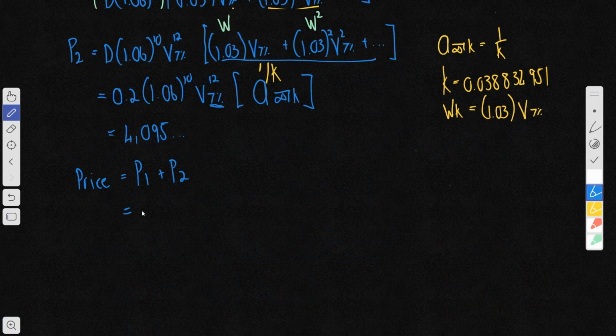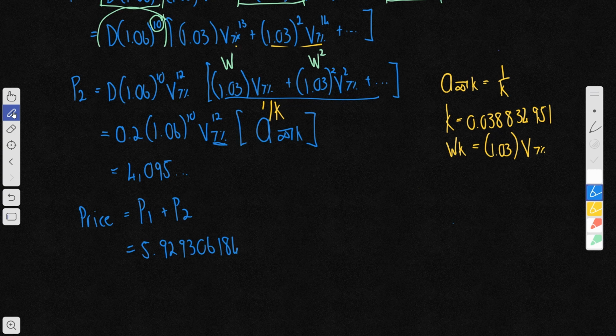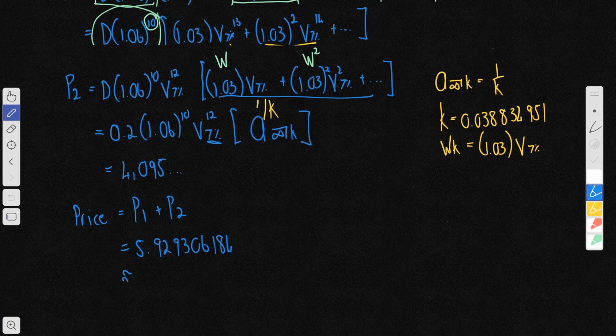Provided that you haven't made any rounding errors, you should get an answer of 5.92. Now, importantly, the question asks us to calculate the price of the share to the nearest US cent, so rounded to 2 decimal values. Many students lost marks by not doing this final step. So if we do round this to 2 decimal places, we obtain a value of 5.93.